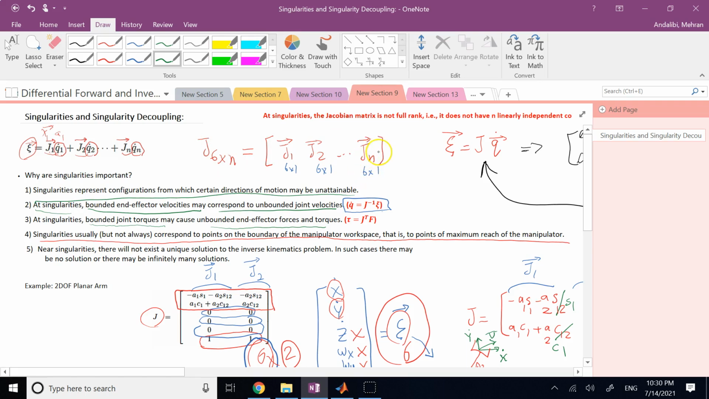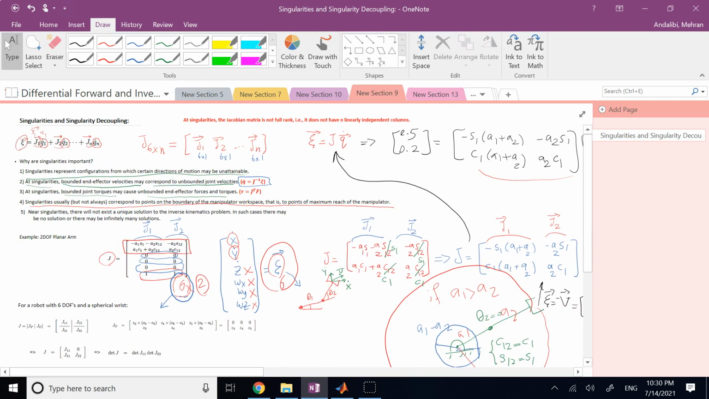And if you remember, I told you some important thing. When J loses rank, what does your zeta lose? The degrees of freedom it can move. If J loses 2 ranks, zeta loses 2 of the 6 velocities possible to it. 2 of them will be lost. 2 of them you cannot achieve. Okay, so that is very, very clear.